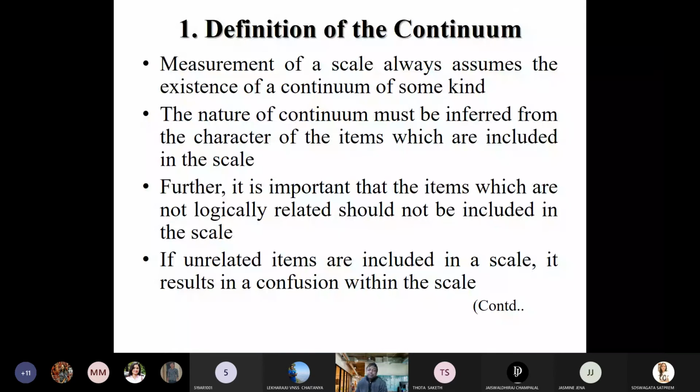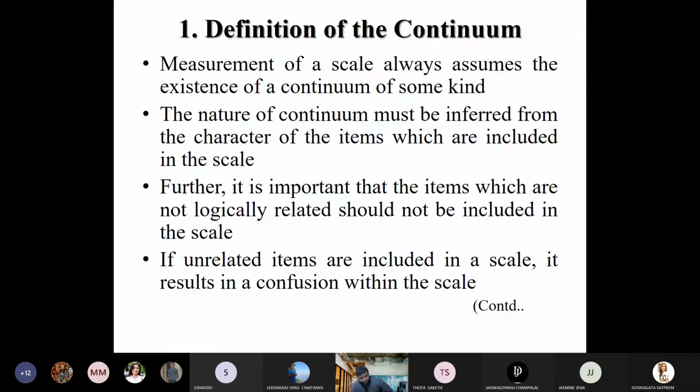The nature of the continuum must be inferred from the character of the items which are included in the scale. What exactly am I going to measure, and is that properly reflected or not? Whenever using different concepts for measurement, what is the basic difference between them? Unless these things are clearly reflected, it will be difficult. Further, it is important that items which are not logically related should not be included in the scale.